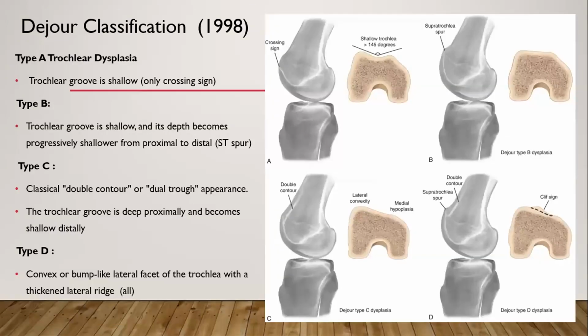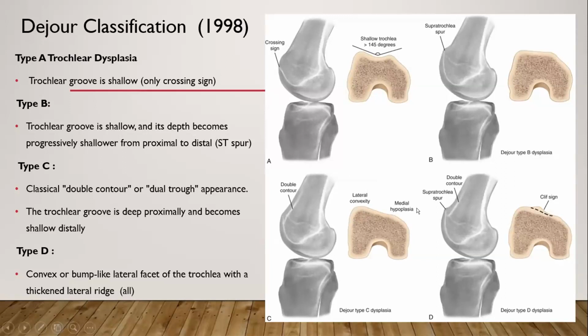So Rajor in 1998 classified the trochlear dysplasia. In type A, we can see the crossing sign because the trochlear groove is shallow. We can see only the crossing sign alone. And in type B, the trochlear groove is shallow and the depth is also progressively shallower from proximal to distal. Here, the only sign we can see is the supratrochlear spur.